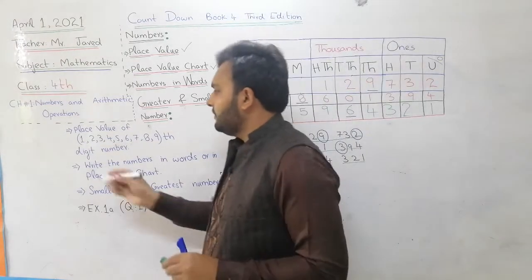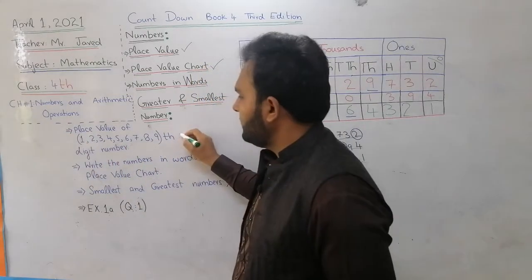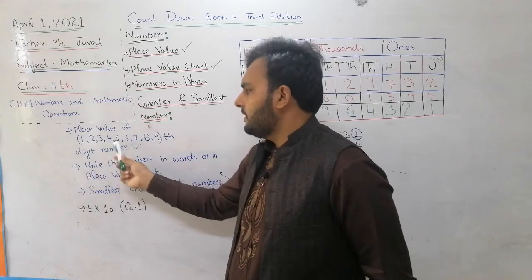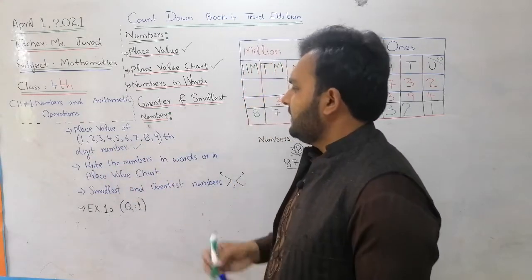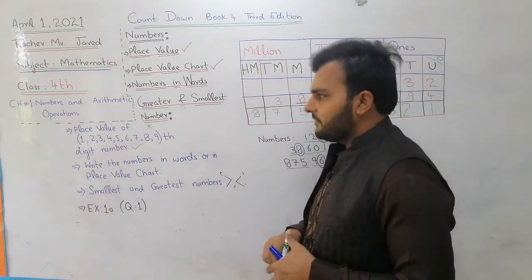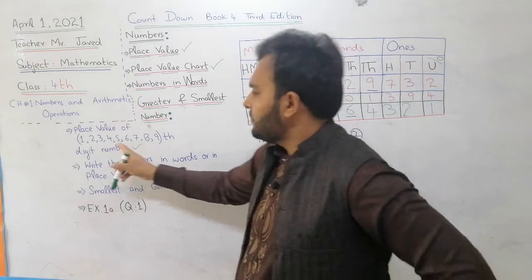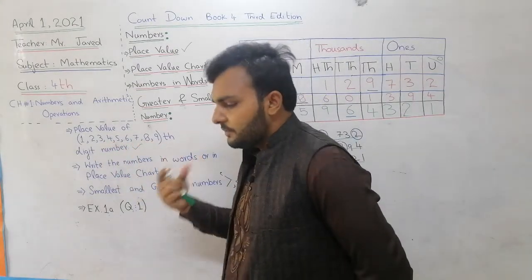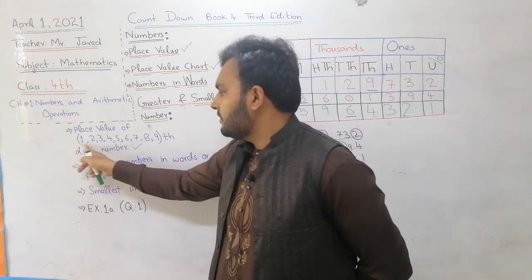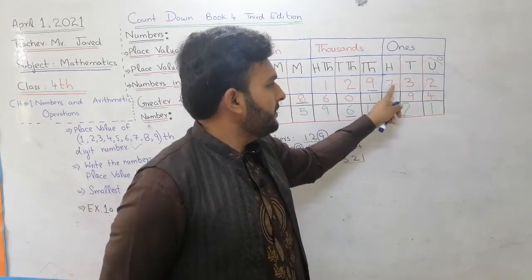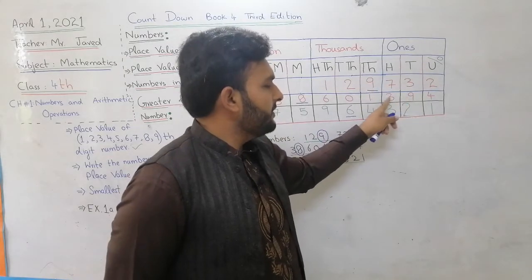In place value, we discussed this thing. Place value of 1, 2, 3, 4, 5, 6, 7, 8, 9. There are nine places in total that we are discussing, up to hundreds of millions. If someone asks, tell me the 4th place, this 4th means not to count from here. 4th means simple: 1, 2, 3, 4th. Here 1, 2, 3, 4th.